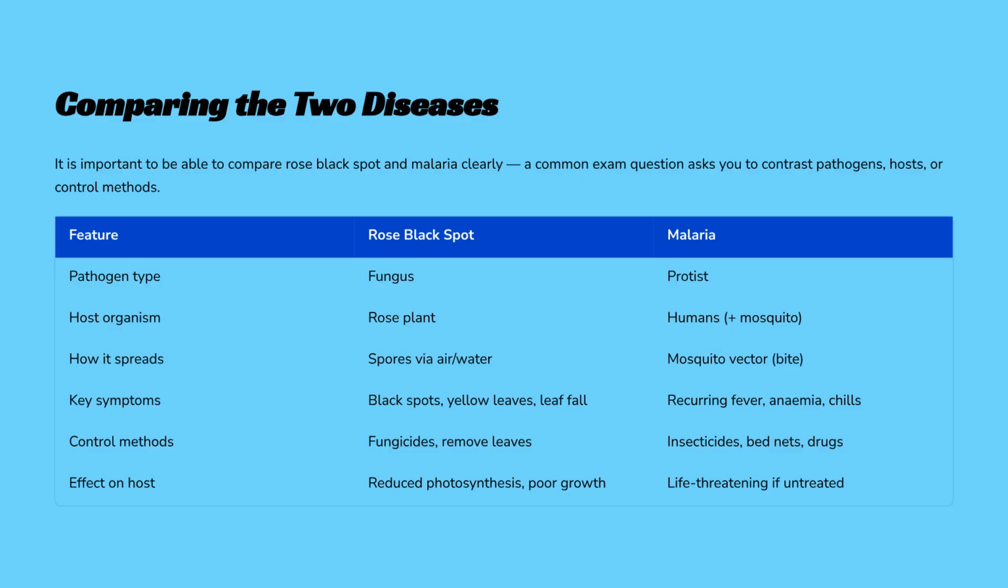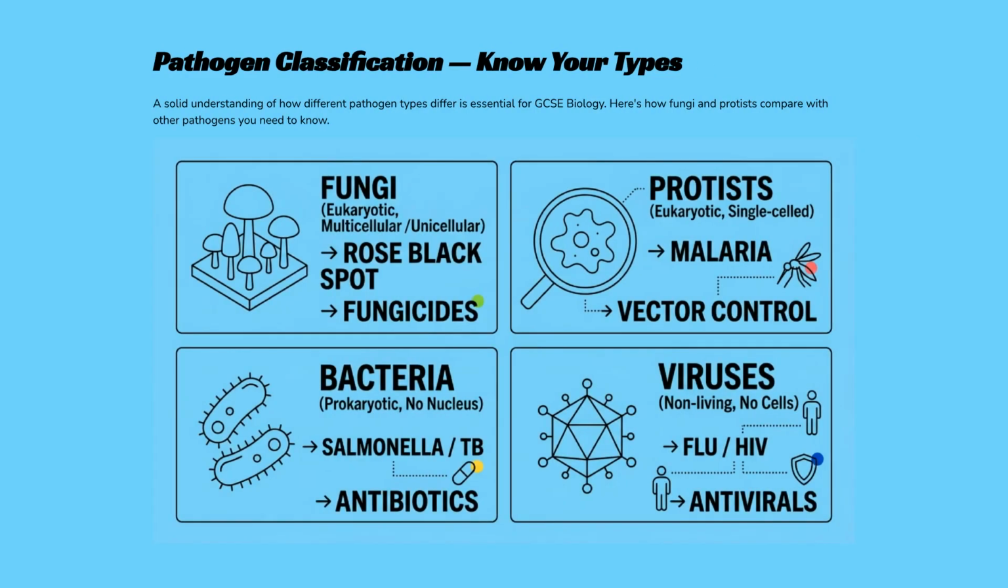To excel in your exams, be prepared to contrast rose black spot and malaria. Remember their different pathogen types, hosts, methods of transmission, symptoms, and control strategies. It is crucial to classify pathogens correctly. Fungi are eukaryotic and use spores, while protists are also eukaryotic but often require vectors. Keep these distinctions clear for your revision.